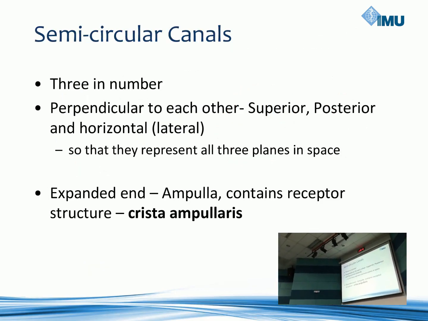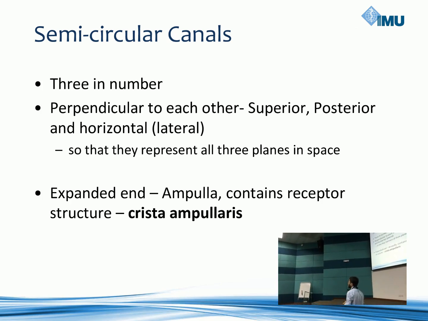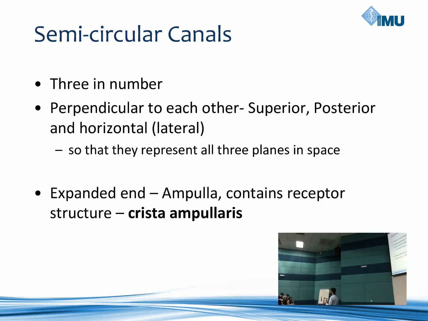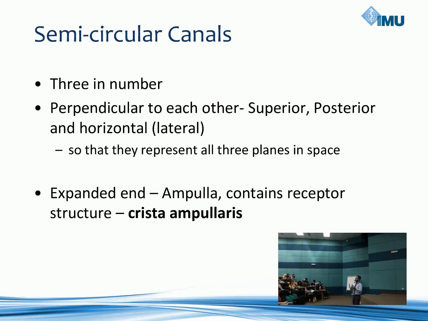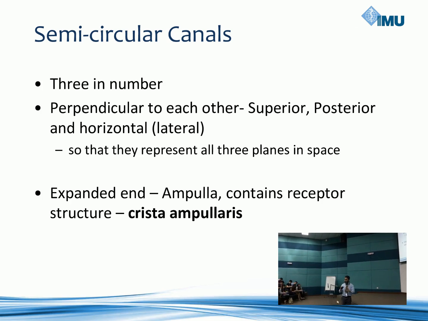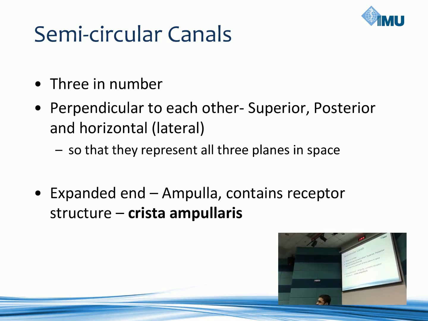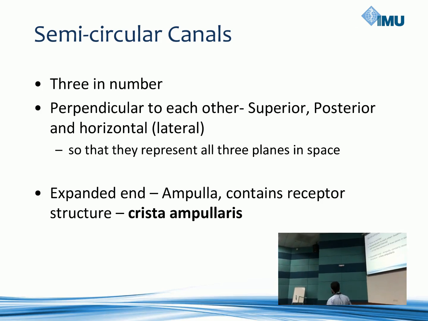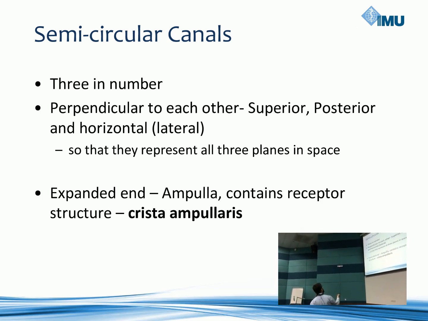The semicircular canals are three in number. Why three? Because we live in a 3D world and we want to know the movement in all different planes, X plane, Y plane, Z plane, right? So three canals are located in these three different planes. These are called superior, also called anterior, to confuse you further. Posterior is only posterior. Horizontal is also called lateral.